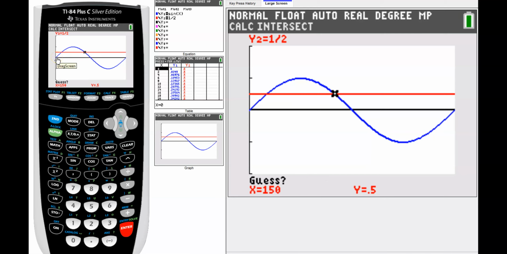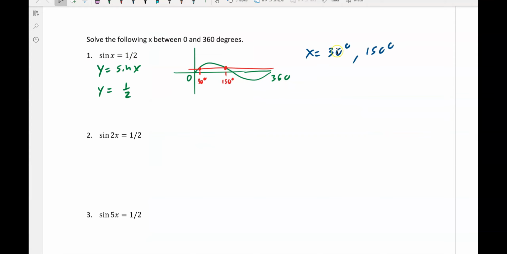Well, a number close to it would be 0, so you could enter 0. Or you can just scroll over. And you can see the x changing. So now our x here is 40. That's our guess. Hit enter. And it says 30, which is our answer. So that's how you do it in our TI-84. So we get these two answers.